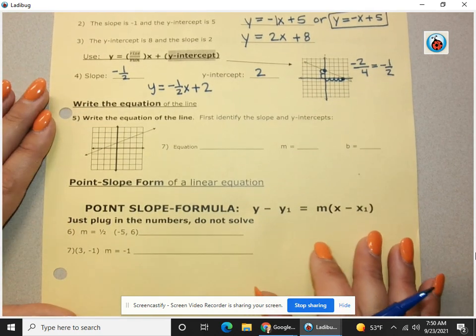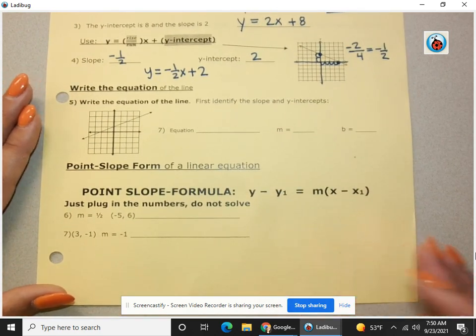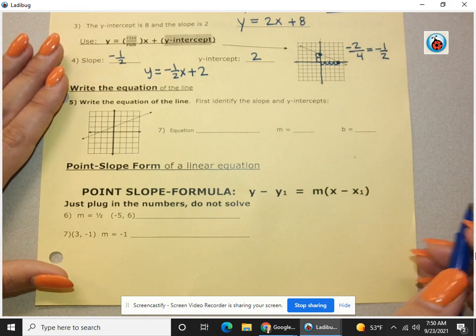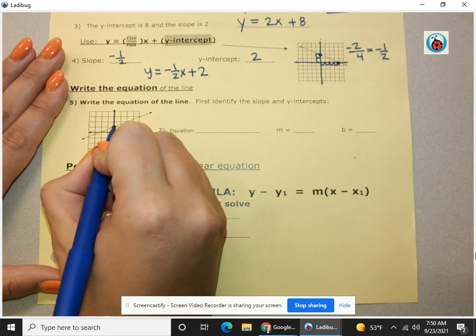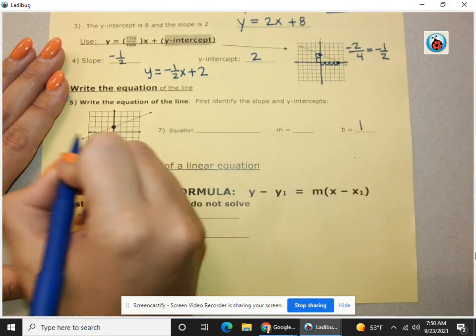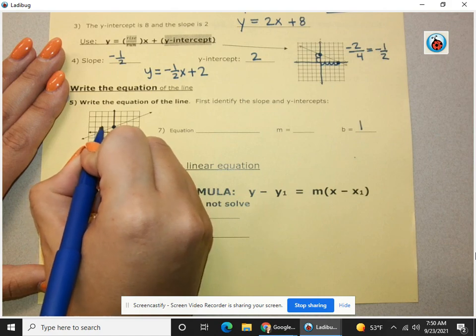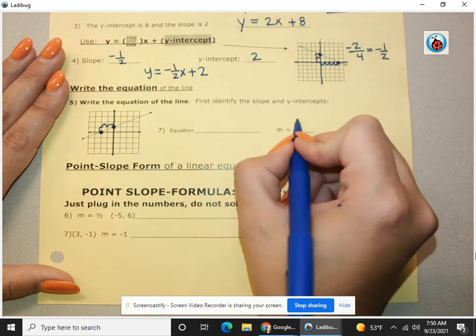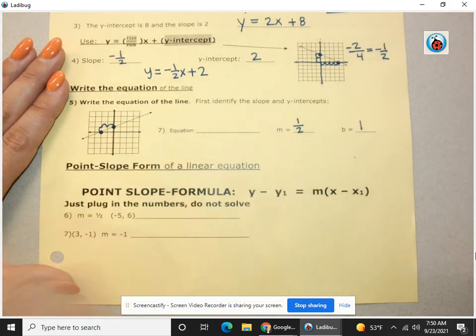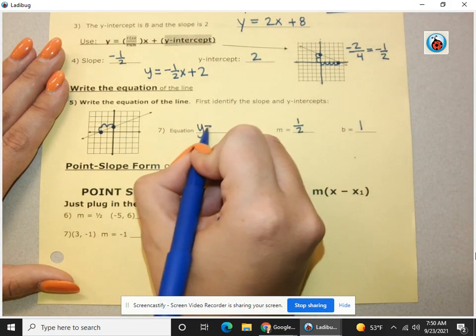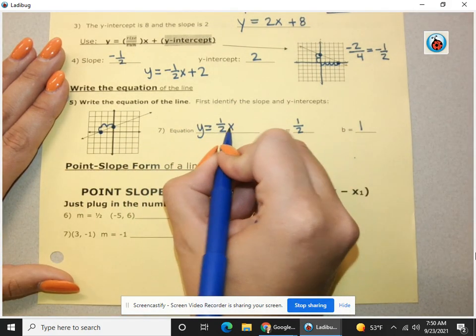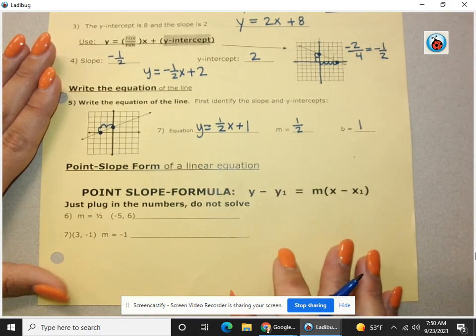We kind of just did it on the line, but we'll do another example. So I find my y-intercept, which is at positive 1. I find another point. I find my slope. I rise 1. I run 2. It is in a positive direction. So my equation is y equals 1/2 x plus 1.